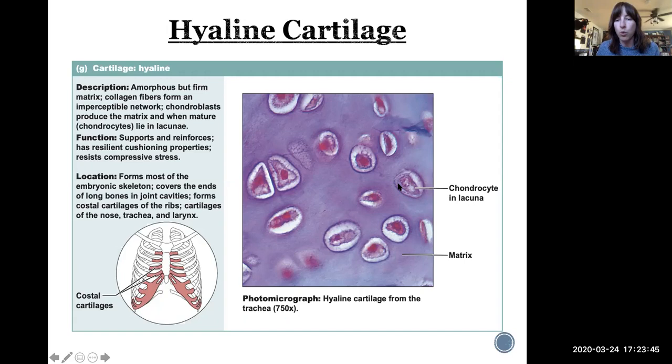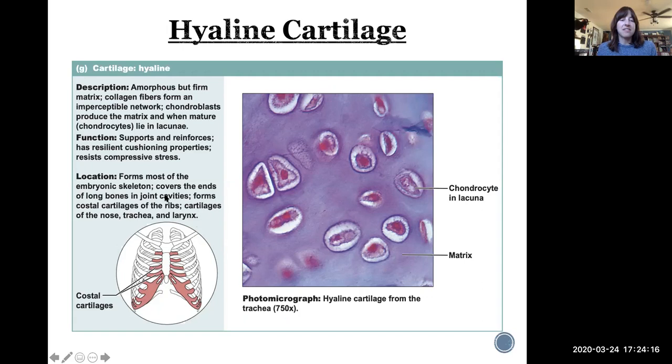We'll talk more about lacunae when we talk about bones. We find hyaline cartilage throughout the body. It forms most of the embryonic skeleton. So when you're still a little bitty baby and your bones have not ossified, turned into bone yet, it's all cartilage. So your entire skeleton is basically cartilage until it's replaced slowly with bone as you grow up.